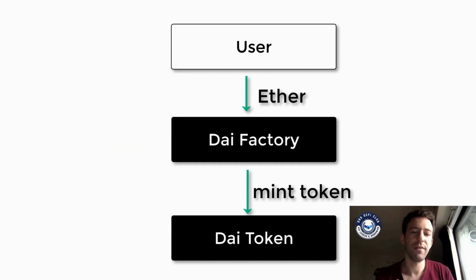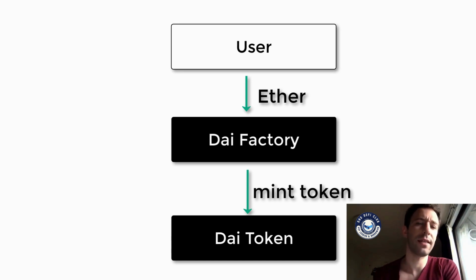So this is a very simple representation of what happens when we create a new DAI token. First you have a user that wants to create a new DAI token, so that user is going to send some Ether to the DAI factory smart contract. So the Ether is going to be locked, and after that the DAI factory contract is going to create a token by calling the smart contract of the DAI token. So that's another smart contract, and this new DAI token will be sent to the user. The user actually has a debt in DAI.